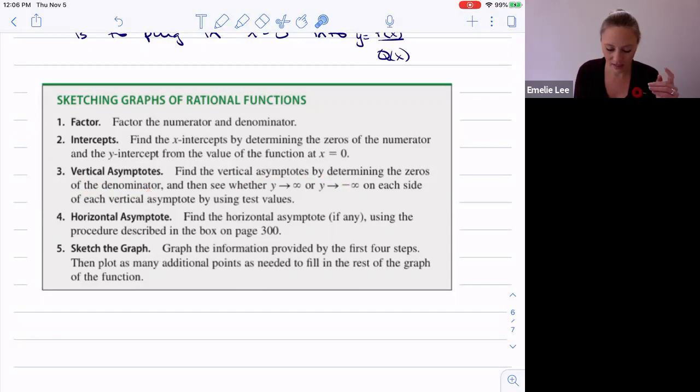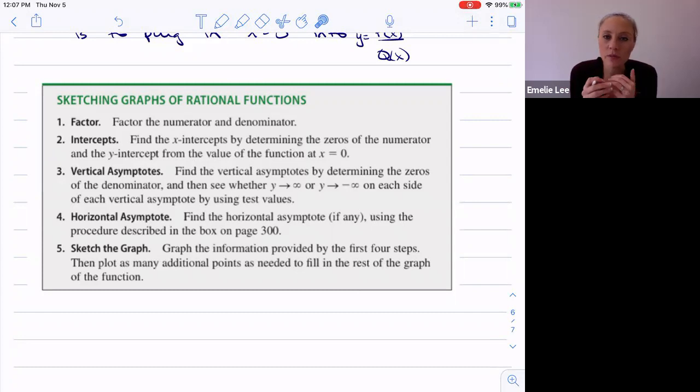And then you're going to see which direction y goes in on each side of the vertical asymptote by using test values. What we do is we take test values, just like we were using test values for inequalities to figure out if it was pointing up or pointing down, right? So we do the same thing, but we take test values getting closer and closer to that asymptote. We'll see an example and it'll make more sense.